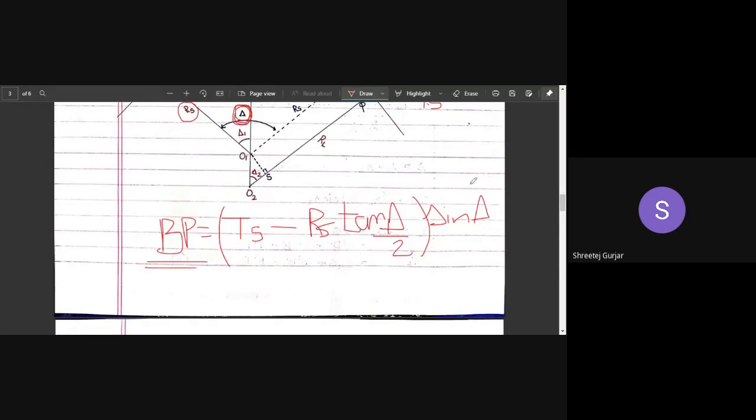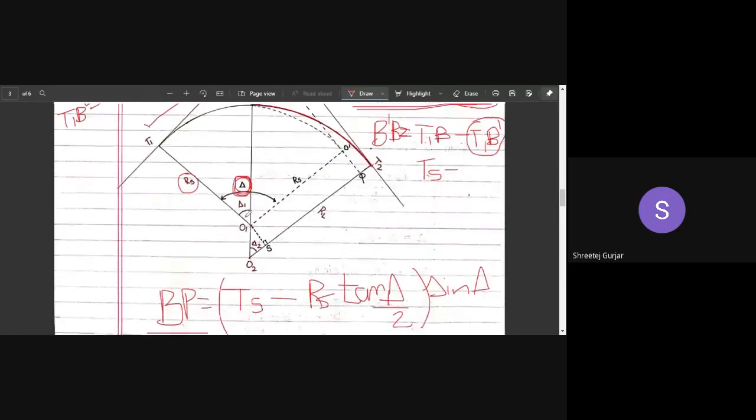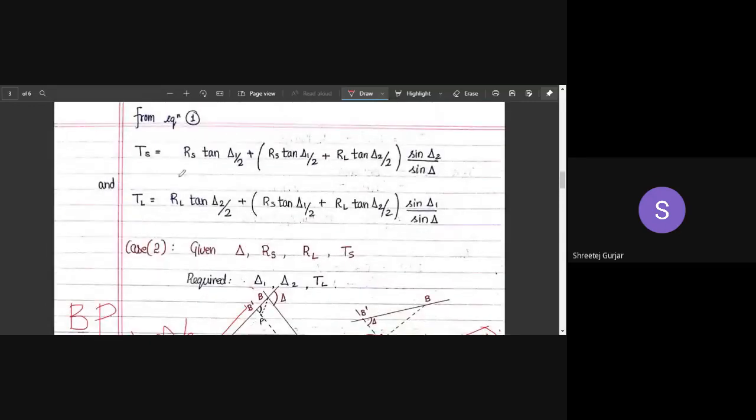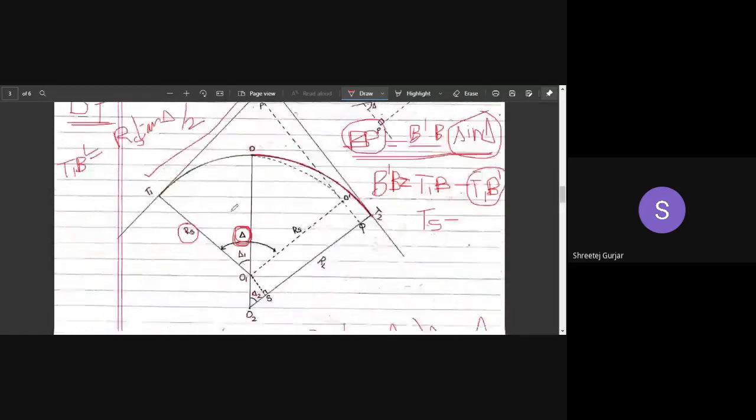Delta is known to us, right? Delta is given. RS is also given. TS we can calculate, no problem. TS we can calculate by using formulas, right? We have a formula for calculating TS.